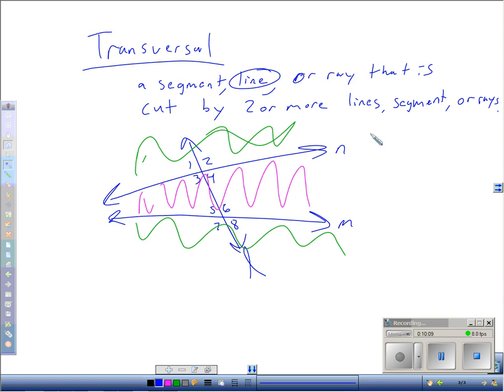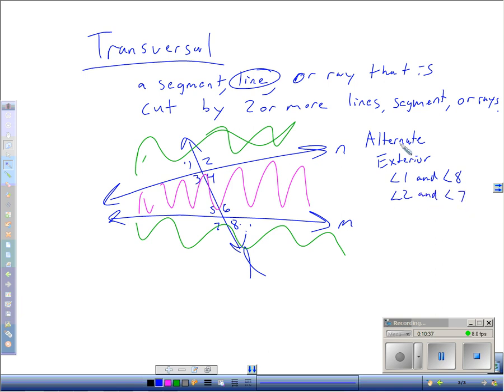Okay, the first set I want to talk about are the alternate exterior. Okay, the alternate exterior angles are angles that are alternating between sides and are on the outside. So like angles 1 and 8 and 2 and 7. So angle 1 and angle 8, or angle 2 and angle 7.